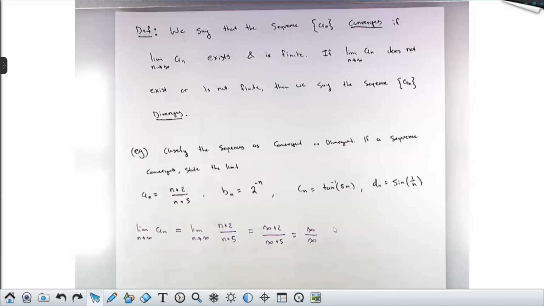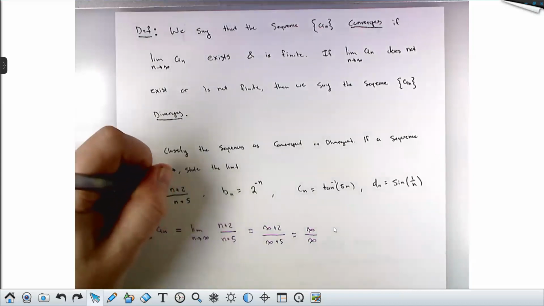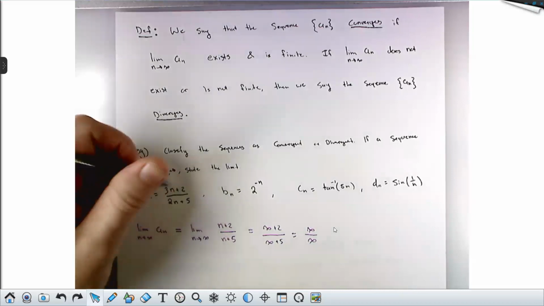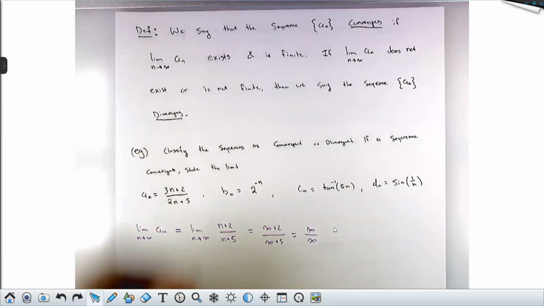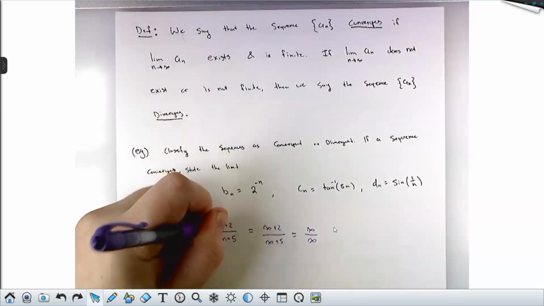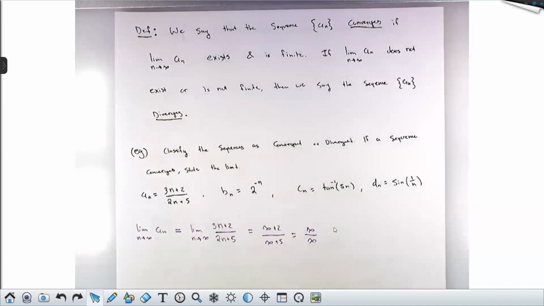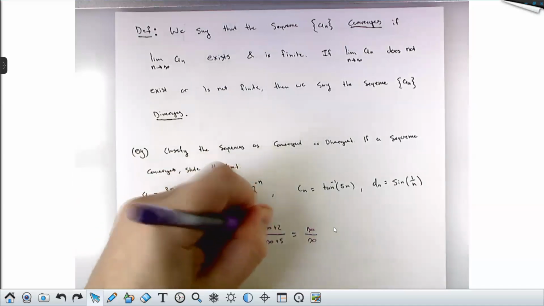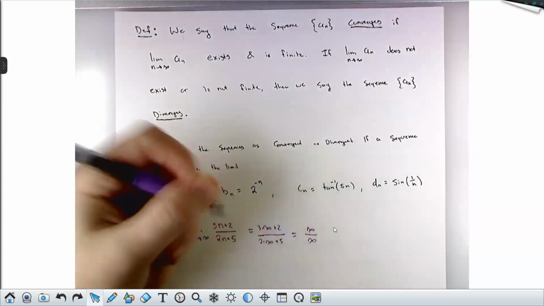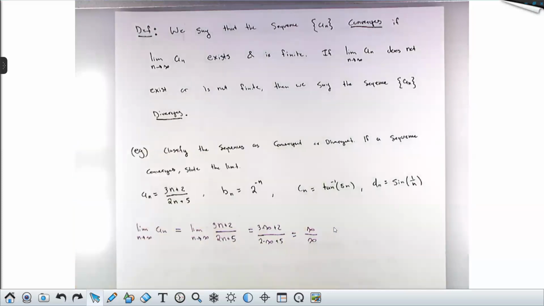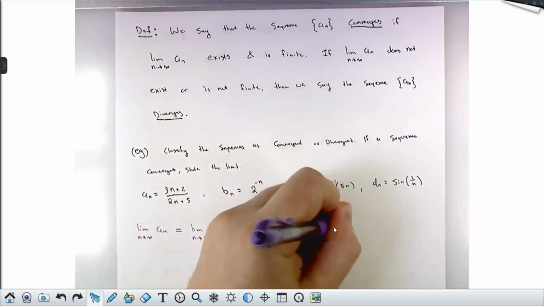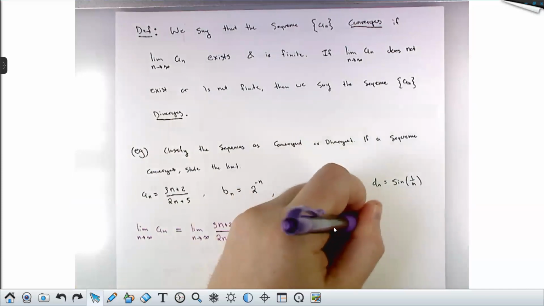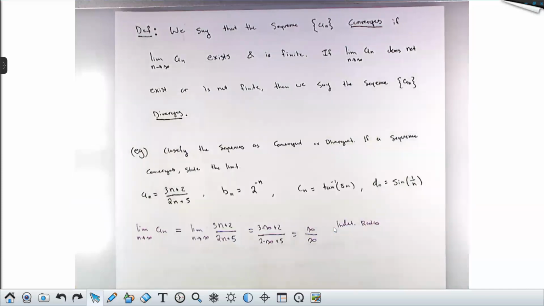Yeah, we could use L'Hopital's rule. In fact, let me make a small change here. Let me make this 3n plus 2 over 2n plus 5. I apologize for doing this. I know that that's frustrating, but this would be 3 times infinity plus 2 over 2 times infinity plus 5. It's still infinity over infinity. I'm just doing this to help bring out some features of these sequences. We could use L'Hopital's rule. This is an indeterminate ratio, so L'Hopital's rule applies.